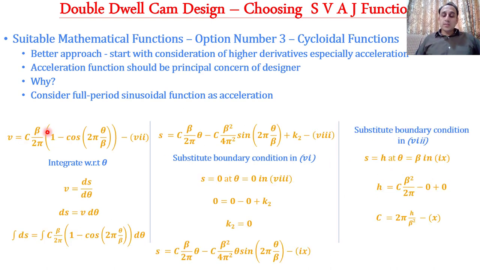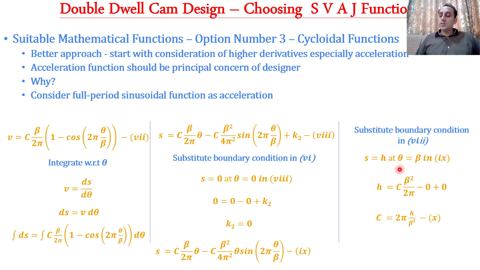So in order to calculate the c, there is another boundary condition, and that is when theta is equal to beta, it means that is the end of the rise function. So when theta is equal to beta, what should be the value of s? That should be equal to the maximum lift, which is denoted by h. S should be equal to h.